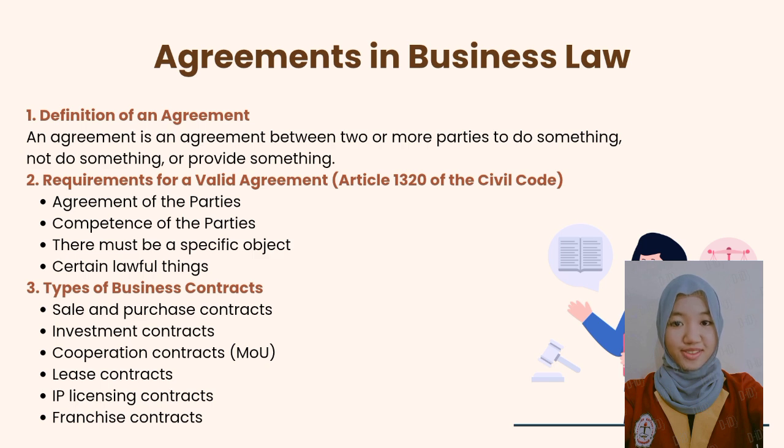4. Lease agreement. Regulates the use of assets such as buildings, vehicles, or production equipment. 5. Intellectual property rights license agreement. Regulates the use of copyrights, patents, or trademarks by other parties. 6. Franchise agreement. Regulates the granting of business rights to a specific brand and business system.